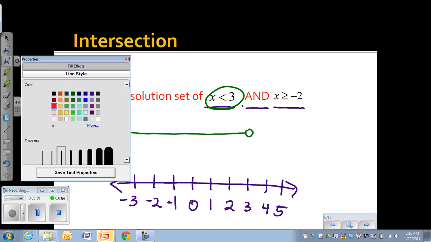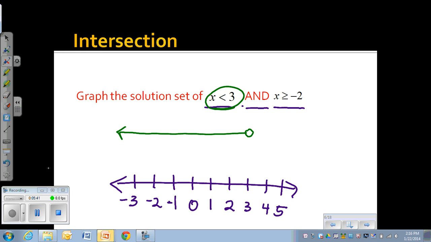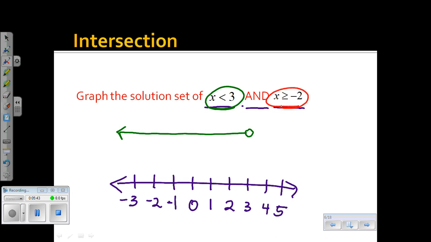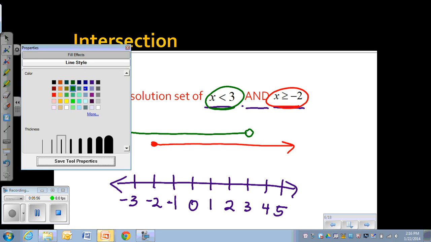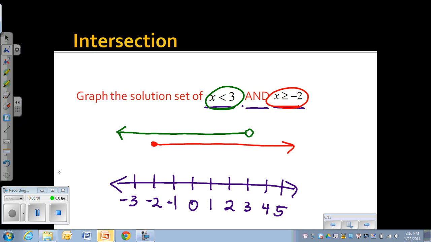Let me change my color here. Then we'd have x is greater than or equal to -2. Well, greater than or equal to, as we talked about last week, that's a closed dot. And then that would be everything going this way. Now, ultimately, what I want to do is put these two together into one graph on this number line. So I have to think about, we want the intersection of these two.